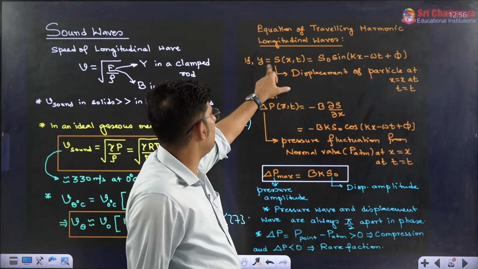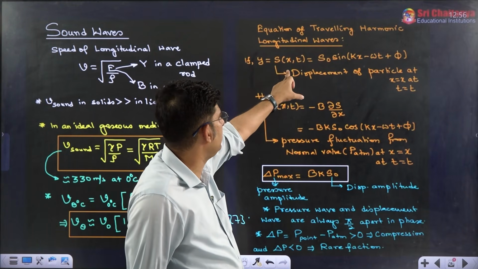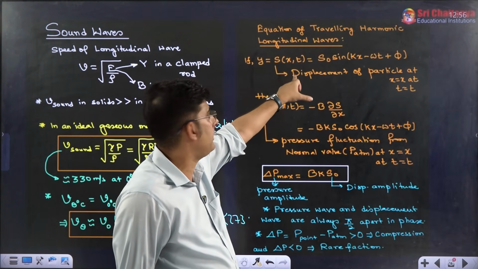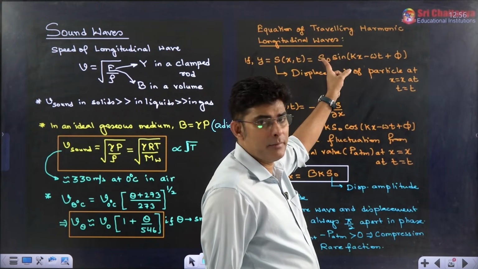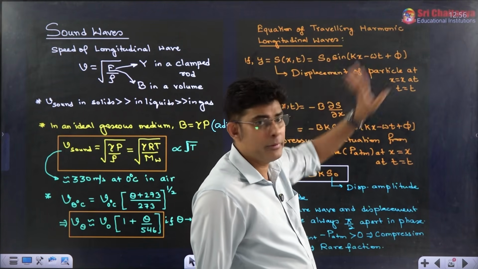When you are representing y as the displacement of the medium particles at any position x equals x, t equals t, the same expression applies, where S naught is the maximum displacement: S equals S naught sin(kx minus omega t plus phi).